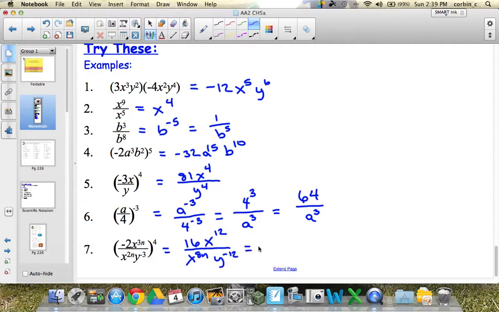Now this requires some simplifying. 16 is the only number that I have, so it stays by itself. I have x to the 12n over x to the 8n. When I subtract those exponents of 12n minus 8n, I get x to the 4n. And then to get rid of this negative exponent, I'm going to move y to the top, and it's going to become y to the 12th.